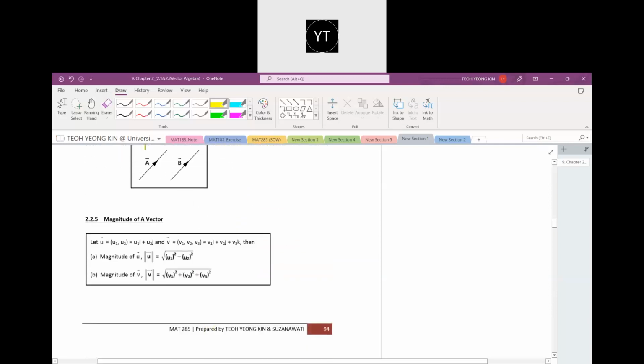So next we look at the magnitude of the vector. This one we are already familiar with, its formula. Let vector U be U1 and U2, which equals U1 I plus U2 J. It can be in two forms. For example, vector U is 3 and 4, or I can write it in the form 3I plus 4J.